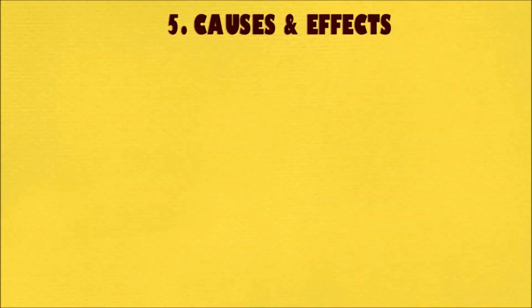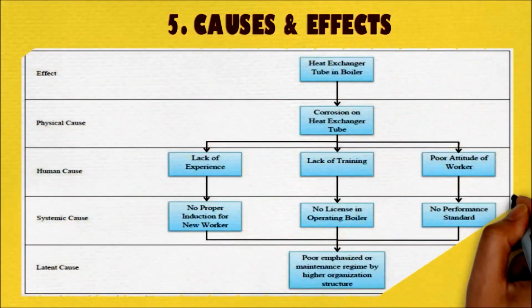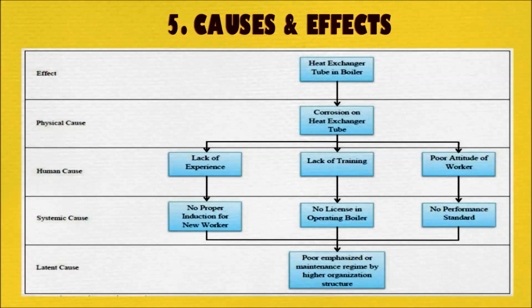For the causes and effect chart, the uppermost part is the effect. The effect is the problem, and the problem is that the heat exchanger of the boiler is cracked. If we look at the physical cause, we see a visible crack on the surface of the heat exchanger. It may be caused by corrosion or other factors. The human causes which led to the corrosion or crack in the heat exchanger tube are lack of experience of the operator, lack of training for the people who operate the heat exchanger, and the poor attitude of workers who did not emphasize preventive maintenance.